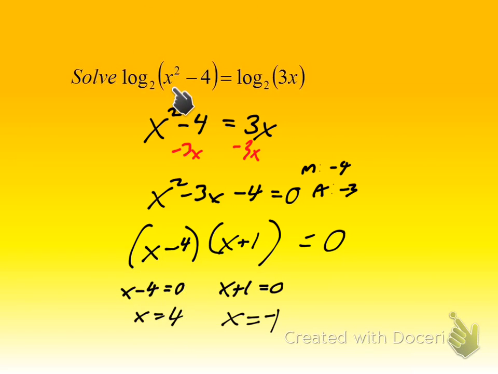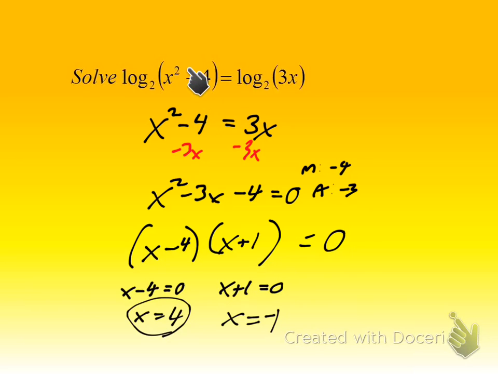So what's 4 squared? 16. What's 16 minus 4? 12. So when we plug in 4 on the first one, we get 12. What about over here? What's 3 times 4? 12. So both sides is log base 2 of 12, so we're good there, right? So 4 can be circled. All right?